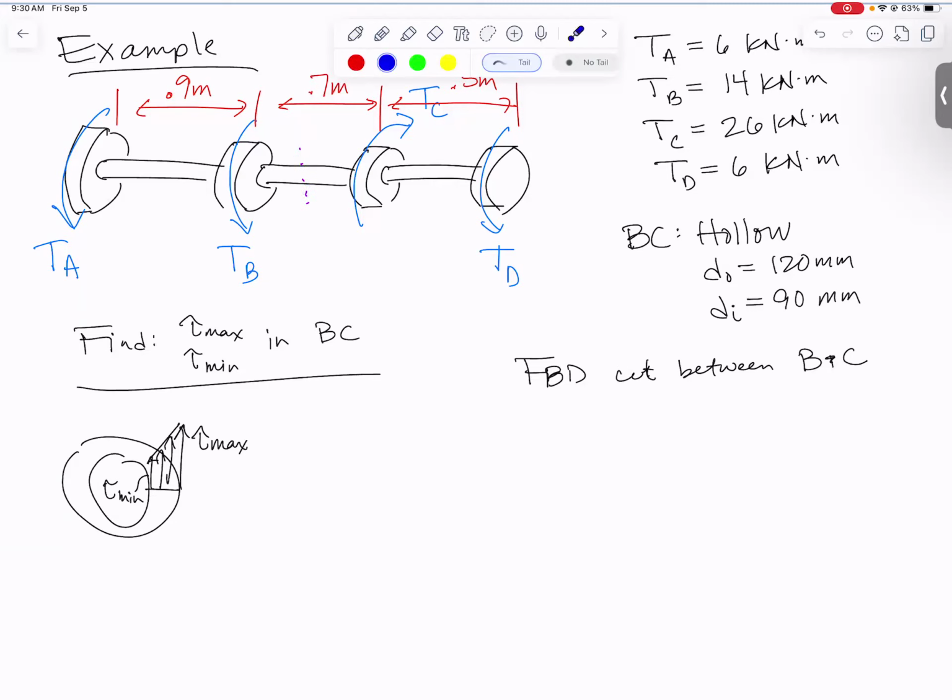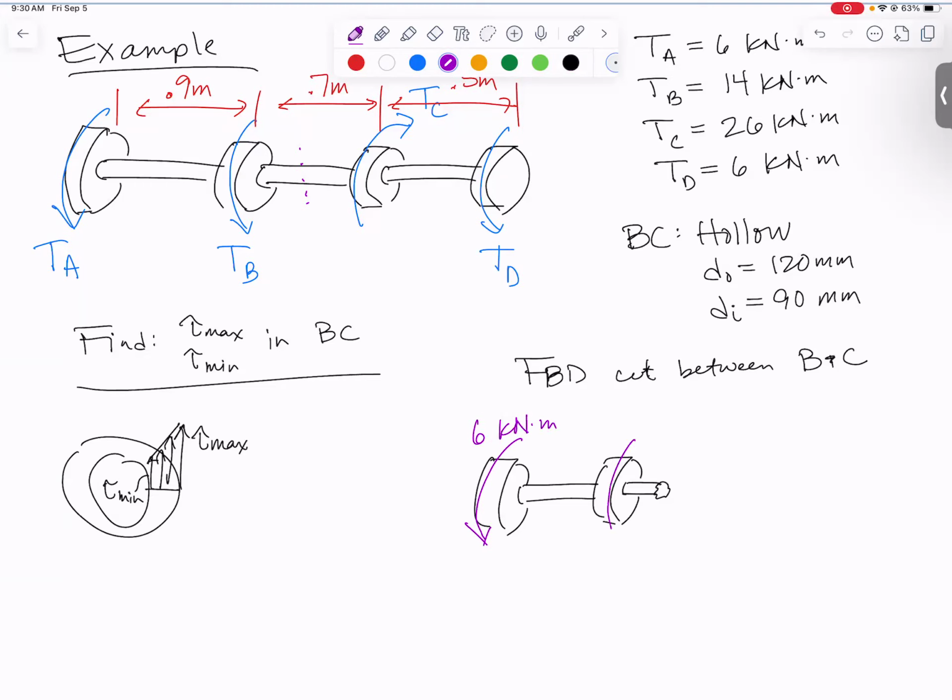I already drew a little purple dashed line where I want to take the cut. You can keep everything to the left or the right. I decided to keep everything to the left. So we keep 2 of the wheels, and then here is our cut. On our free body diagram, we'll end up with a torque of 6 kilonewton meters acting on wheel A, and a torque of 14 kilonewton meters acting on B. And then the torque at BC, let's use our positive sign convention, which would be thumb coming out. That would be our torque in section BC. It's a positive torque, thumb coming out and away from the shaft.